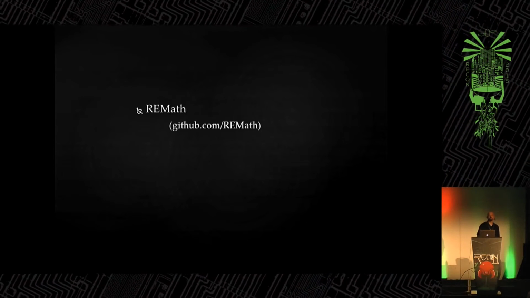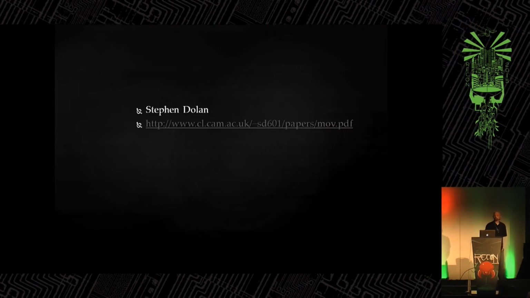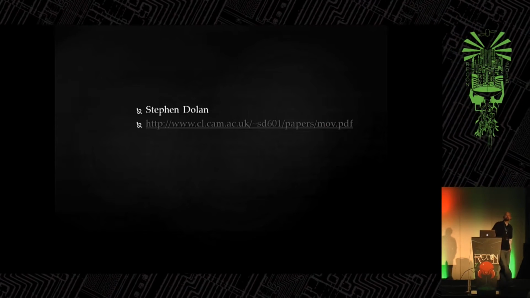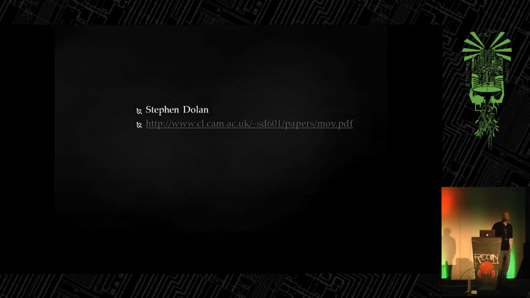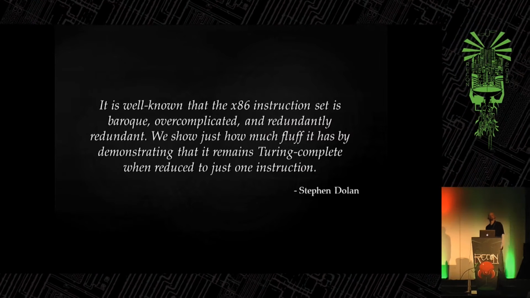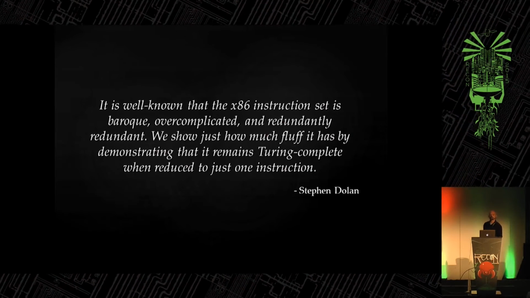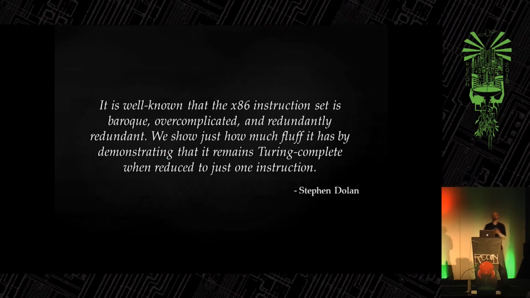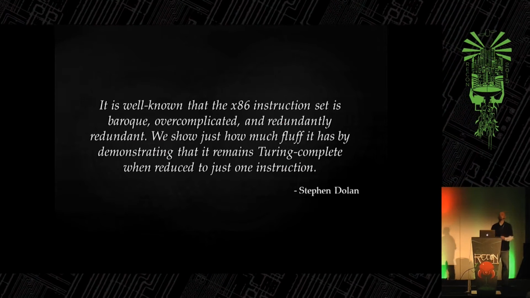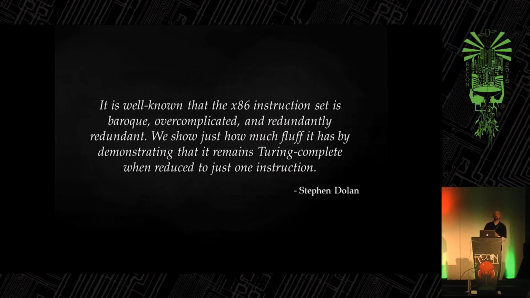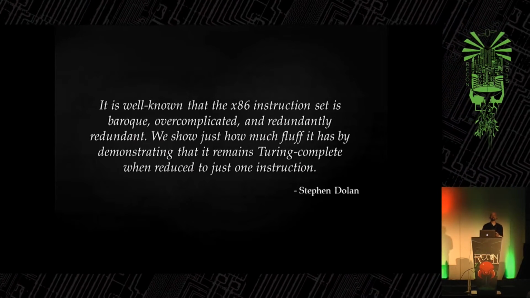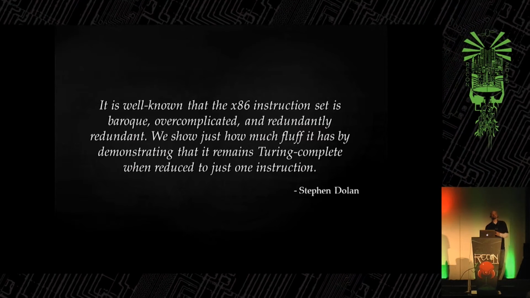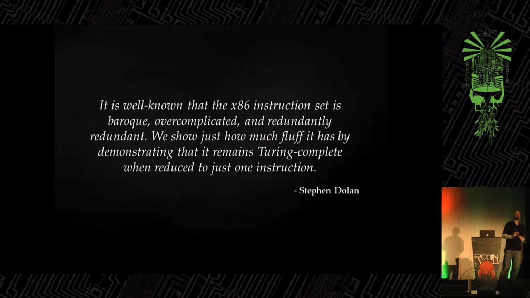So I was browsing through some things on REMath, looking for something interesting. And I found something that caught my eye, an article by a guy named Stephen Dolan. Dolan's article started out with this humorous observation about the x86 architecture. Dolan says it is well known that the x86 instruction set is baroque, overcomplicated, and redundantly redundant. We show just how much fluff it has by demonstrating that it remains Turing complete when reduced to just one instruction. So that really caught my attention right away.